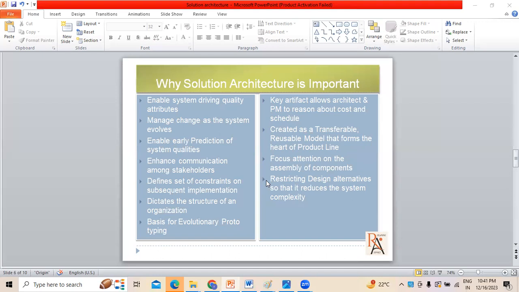So solution architecture is a concept where we have to define the solution for a particular business problem from the technical side, not from the functional side. The functional side, business teams will take care of. But the solution architecture from the technical side will be taken care of by the solution architect team. They will be doing this.